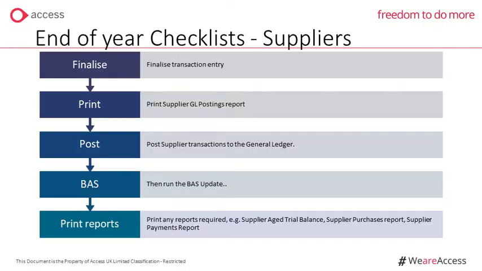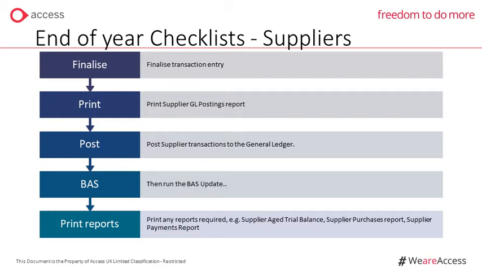When finalising suppliers for end of year, finalise all transactions, ensuring all goods received notes, invoices, payments and credit adjustment notes have been entered for the year. Print your supplier GL postings report and post supplier transactions to the general ledger. Run your BAS allocations report to check the details that will be updated on the BAS return.